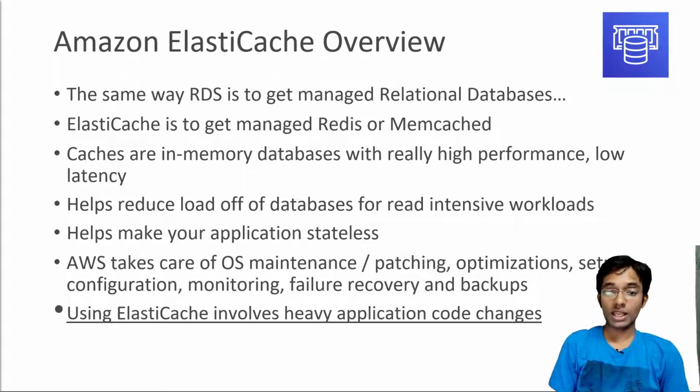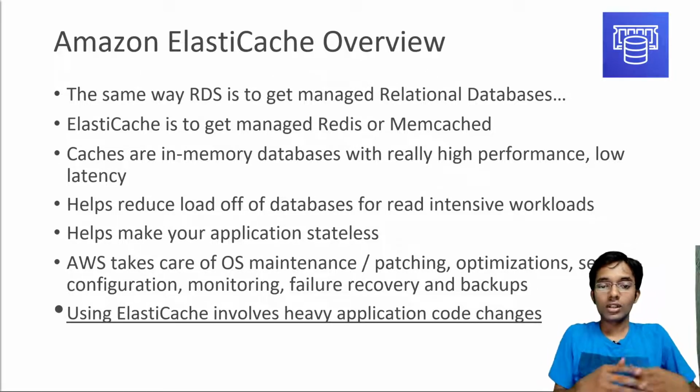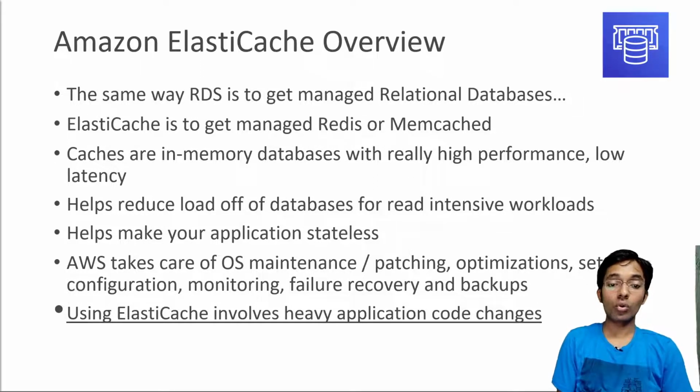The same way we have RDS to get a managed relational database, we get ElastiCache to get managed Redis or Memcached. These are different technologies for caching. Caches are in-memory databases that have really high performance and really low latency, and they help you reduce load off of databases for read-intensive workloads. So anything that is frequently queried or very expensive to compute, you would cache into an ElastiCache database, Redis or Memcached, and then the database itself would receive a lot fewer queries.